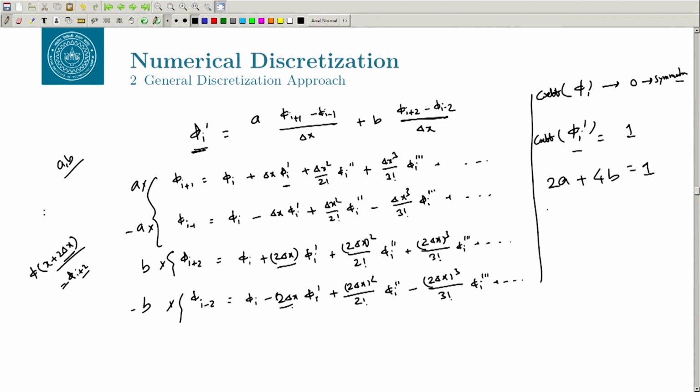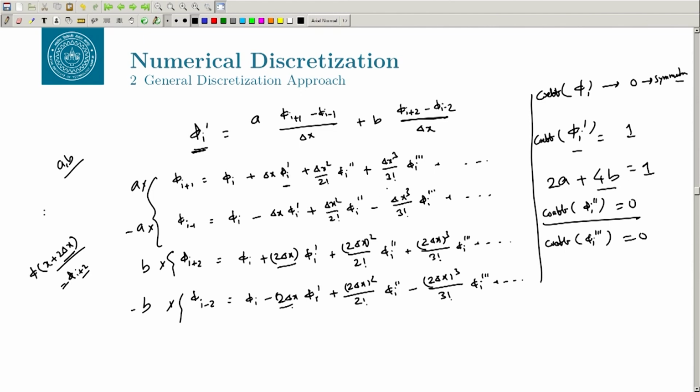Now, we have to collect the terms of phi I double prime. That is going to 0, but we have already ensured that by doing the symmetry. That is how you got E equal to minus A and D equal to minus B. So, the last term that we need to see is phi I triple prime going to 0. We have two variables, so we need two equations.